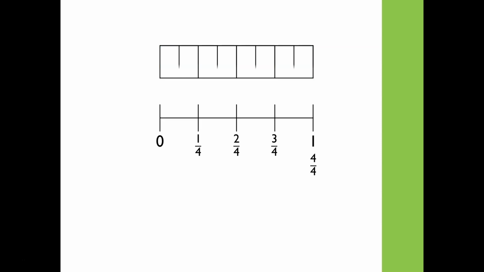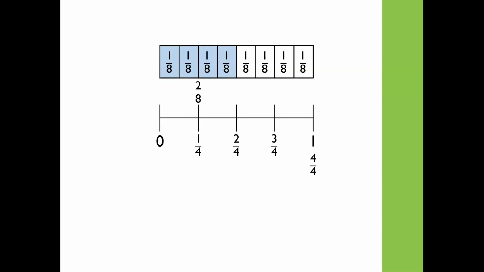If I then divide each section of the bar in half, I will have 8 sections, and each section is 1/8. If I shade 2/8 of the bar, I can count to 2/8 on the number line, which is in the same position as 1/4. So 2/8 is equivalent to 1/4.